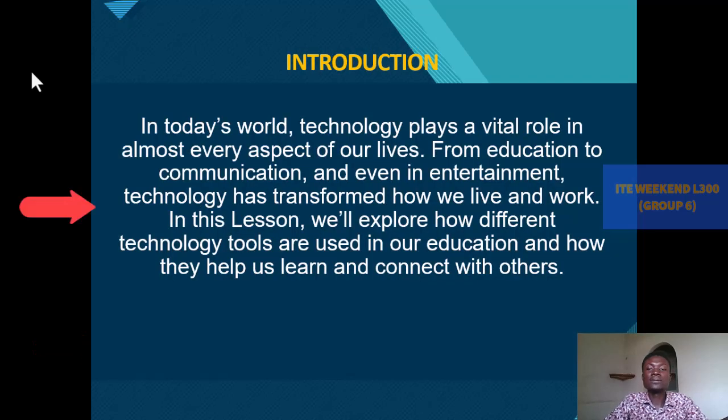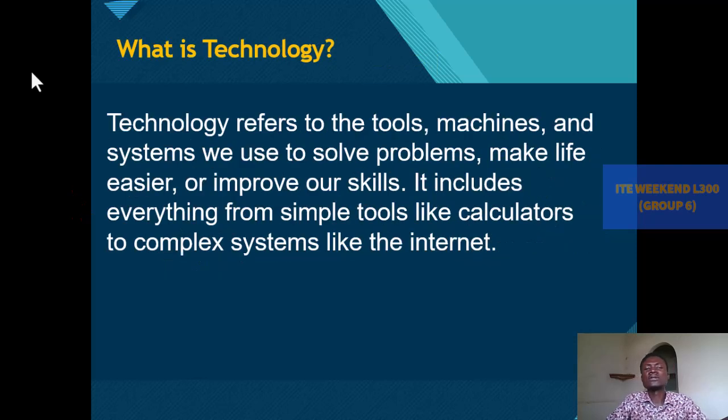In today's world, technology plays a vital role in almost every aspect of our lives, from education to communication and even in entertainment. Technology has transformed how we live and work. In this lesson, we will explore how different technology tools are used in our education, how they help us learn and connect with others. When we say what is technology, technology refers to the tools, machines and systems we use to solve problems. They are tools that make life easier or improve our skills. It includes everything from simple tools like calculator to complex systems like the internet.